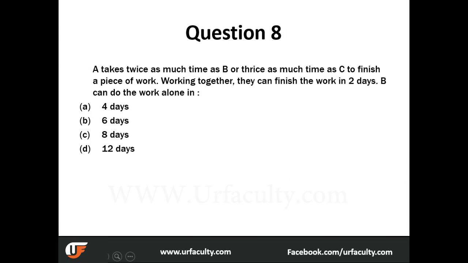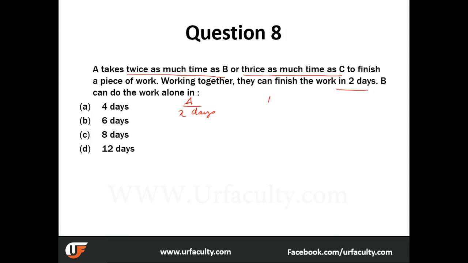A takes twice as much time as B, or thrice as much time as C. Twice as much time and thrice as much time to finish a piece of work. Working together, they can finish the work in 2 days. B can do the work alone in. Okay. So let's first assume that A can do a particular task in x days.